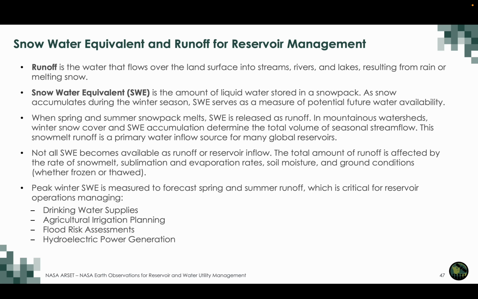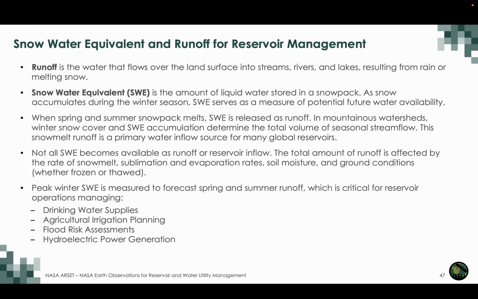In mountainous watersheds, this is very important. Winter snow cover and SWE are vital for determining the total volume of stream flow. Snow melt is a primary water inflow source for many global reservoirs. So both runoff and SWE are crucial for stream flow, which ultimately supplies water to reservoirs. However, there are factors that influence runoff. Not all snow water equivalent is realized as runoff.